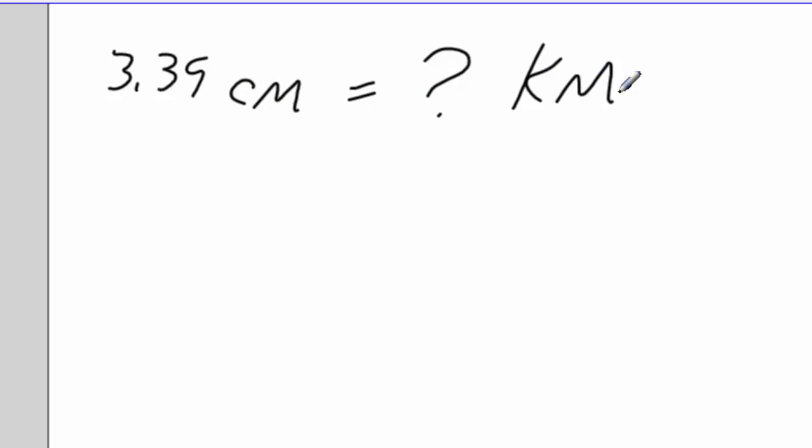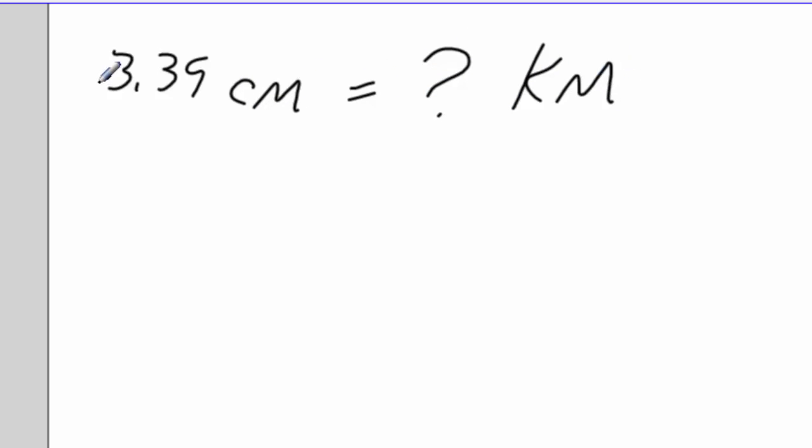When it comes to metric conversion, dimensional analysis is the best way to go. But remember, in dimensional analysis, the conversion factor has to equal 1. So let's say you're going from 3.39 centimeters to how many kilometers?